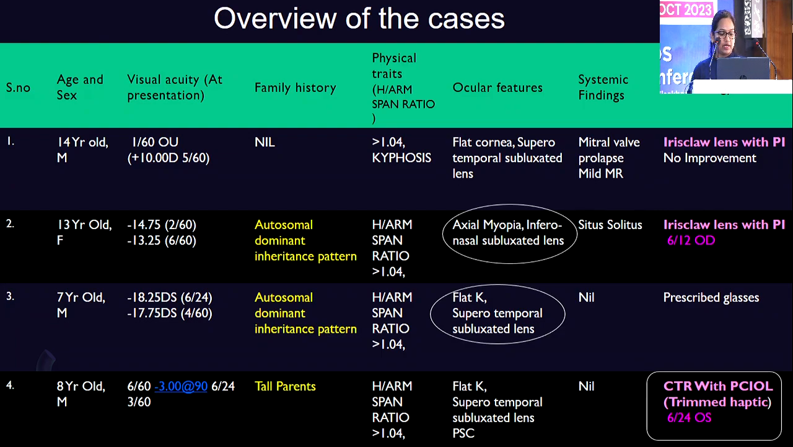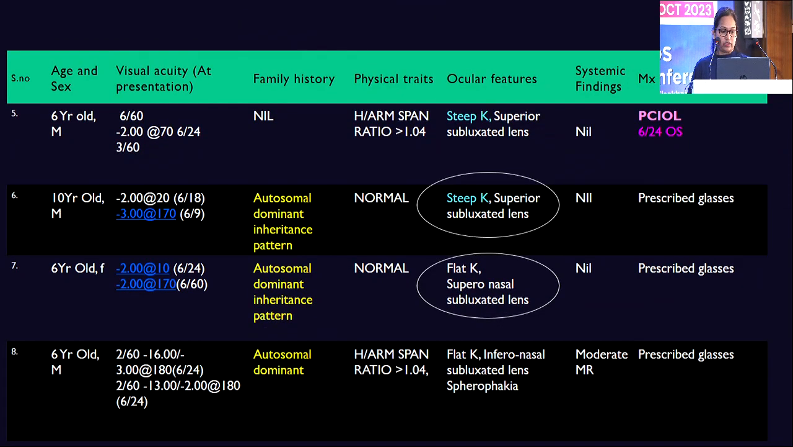And there is another 8-year-old boy who had tall parents but without any features other than the tallness, but had arm span ratio of more than 1.04, flat K, superotemporal subluxated. And he had cataractous changes in his lens, so he underwent posterior chamber IOL with capsular tension ring, and the size of the bag was not sufficient, so both the haptics were trimmed and inserted into the bag, and he achieved a vision of 6/24.